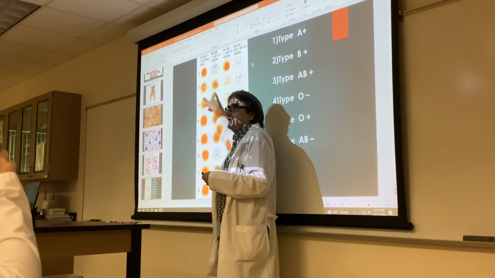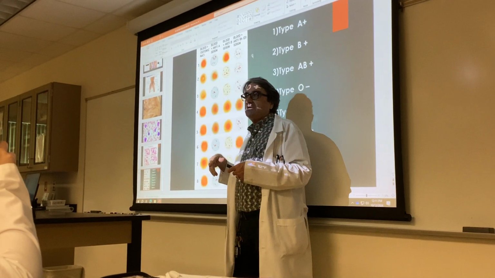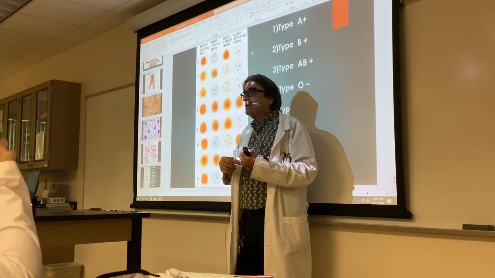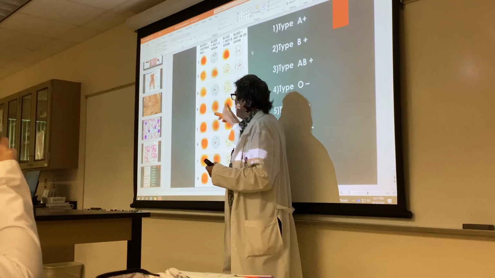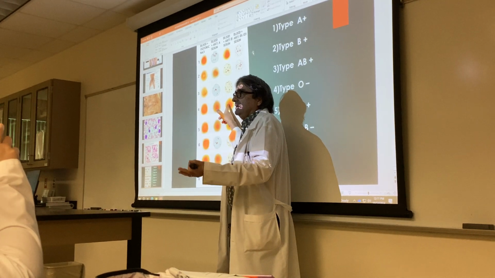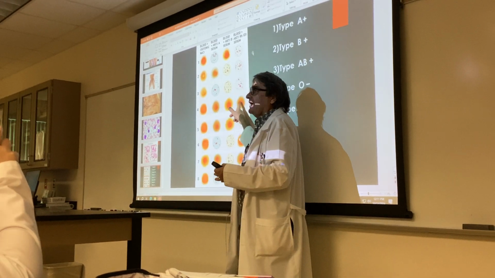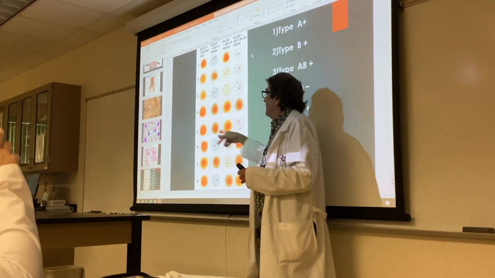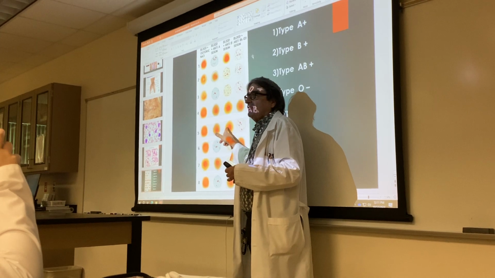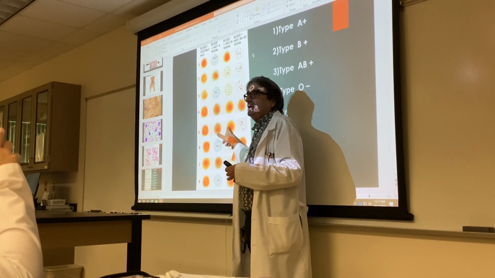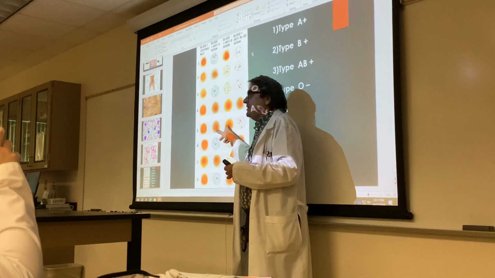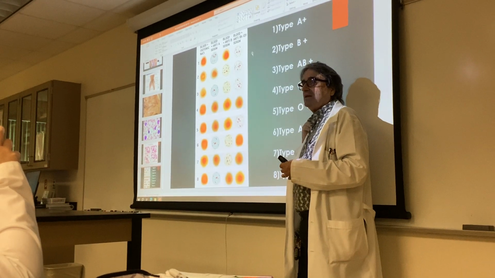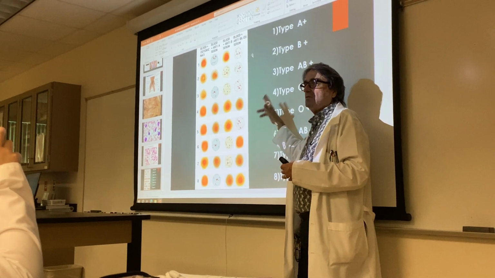This one's negative for A and negative for B. So what blood type are you? O. If you're negative for A and negative for B, you are type O. Negative for A, negative for B, so what blood type are you? O. Negative for RH, so what's your blood type? O negative. Okay? So here, negative for A, negative for B, what blood type are you? O. But you're positive for RH, so what's your blood type now? O positive. You get it? We will point to 2 of these on your test.